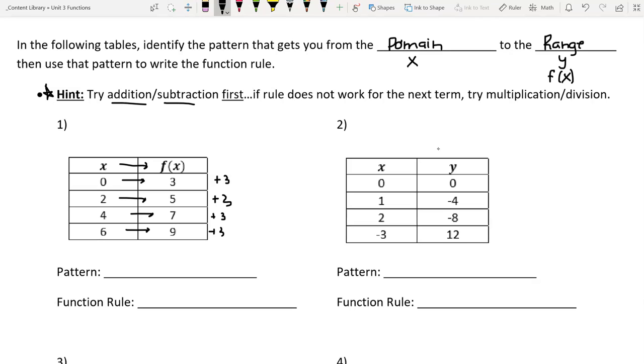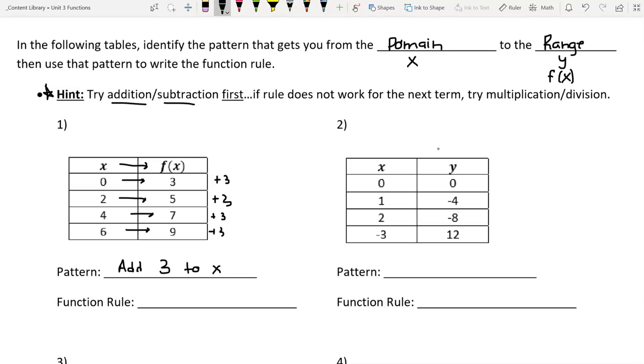And it works here as well. So you're looking for that pattern. How do I get from x to f of x? I added 3 every time. I started at 2, I added 3. Started at 4, I added 3. Okay, so the pattern is we add 3 to x. Because I start here, and I do 0 plus 3 equals f of x. Okay, that's how you have to think about it.